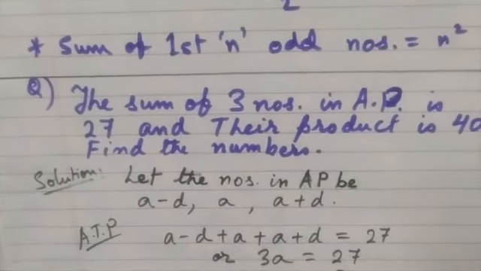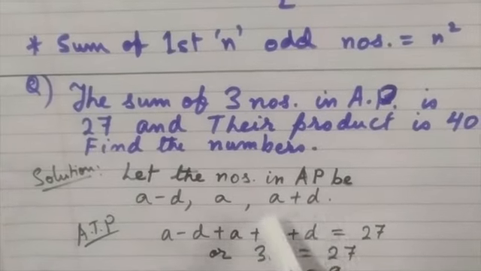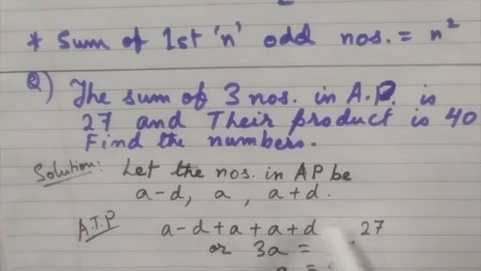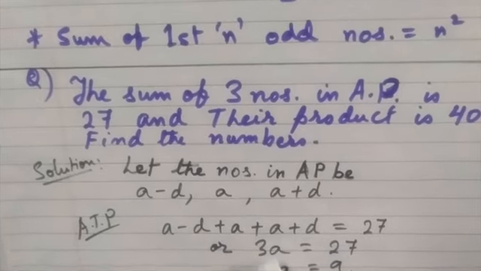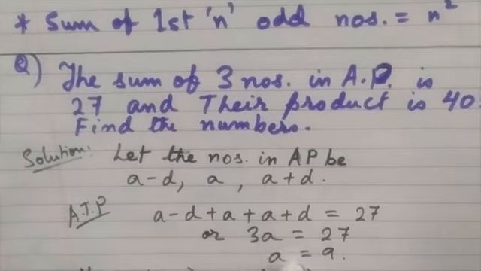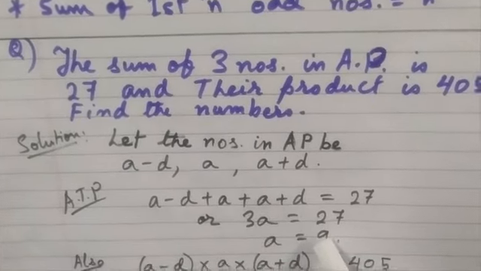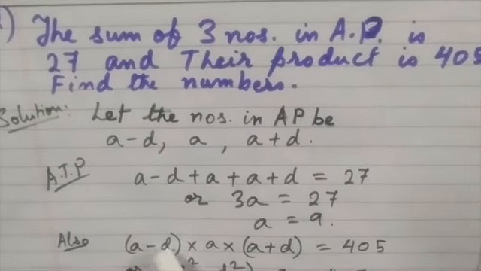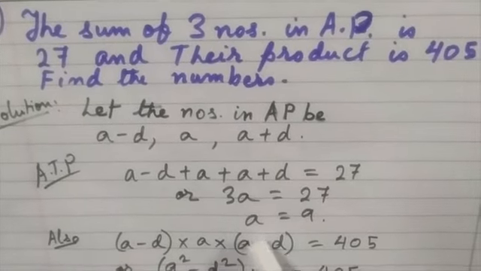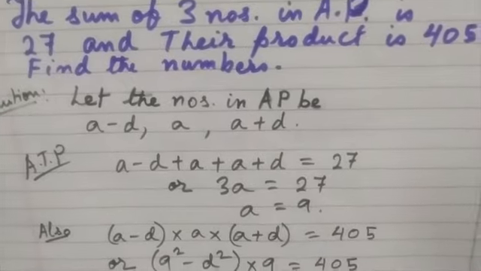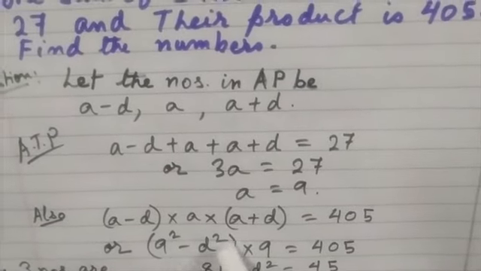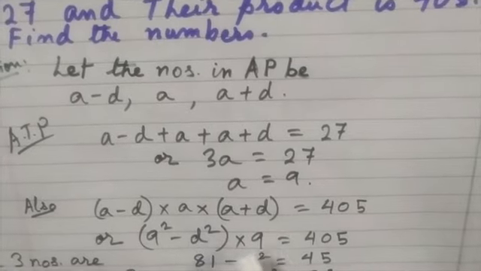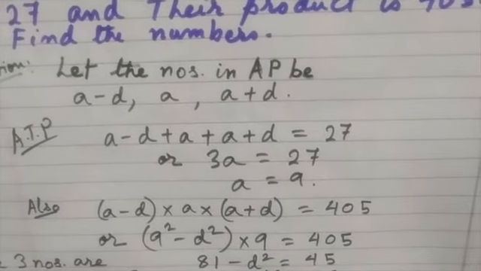Let the numbers in AP be A minus D, A and A plus D. Now according to the problem, A minus D, A and A plus D, if you add, you are getting 27, from where you can easily find the value of A. Now in the second condition it's also given their product is 405, so A minus D into A plus D is 405, which brings you to this part where you are getting the A square minus D square form. Okay, this becomes easier while calculating various things.